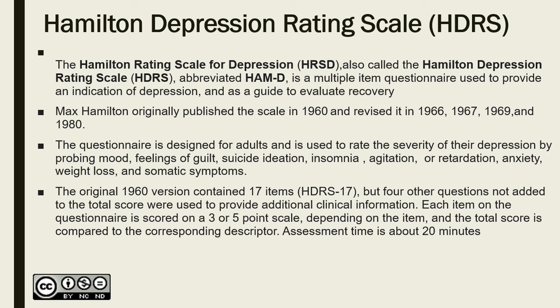This questionnaire is meant for diagnosing adults and it is used to rate the severity of their depression by probing into mood, feelings of guilt, suicidal ideation, insomnia, agitation, psychomotor retardation, anxiety, weight loss, and somatic symptoms. The original version contains 17 items, but four other questions not added to the total score were used to provide additional clinical information. So there are four more items in addition to the 17 items, and these four items provide further clinical information about the client's depressive symptoms.